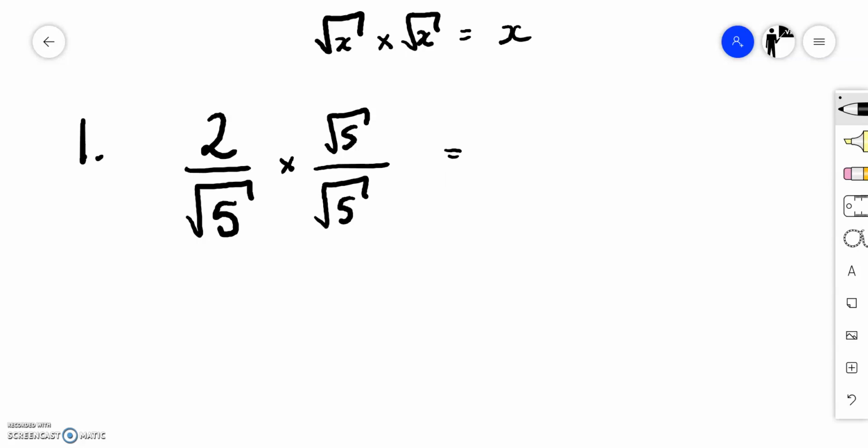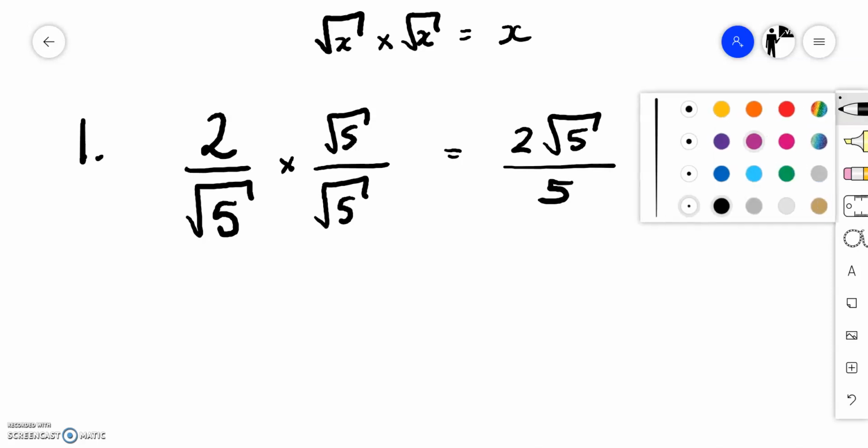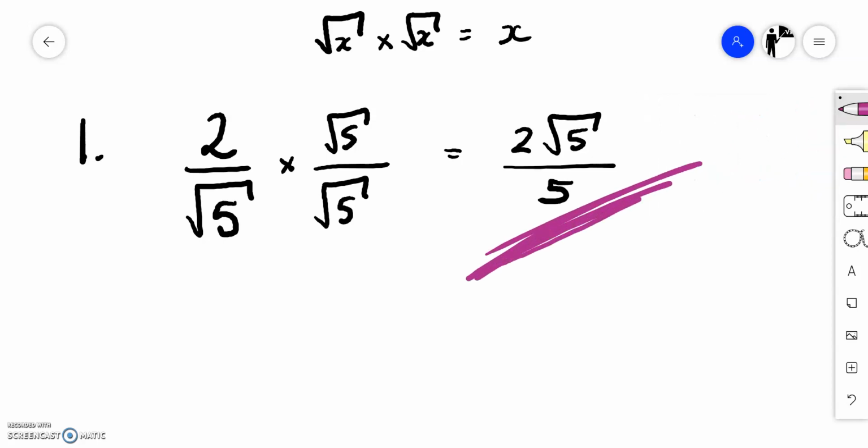So we're going to do 2 times root 5, which is 2 root 5. And then we've got root 5 times root 5, which is 5. We now have a rational denominator. There is no surd on the denominator. Okay, so that's us finished. Essentially, we multiply the numerator and denominator by the surd on the denominator.